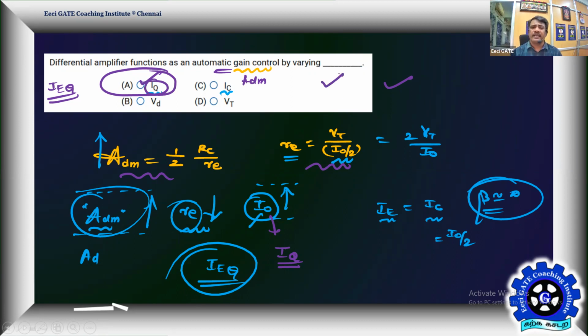So for a GATE aspirant or IES aspirant, or the one who prepared the subject to that level, this hardly takes around a minute. That's a maximum. So 60 seconds is the maximum if you recollect the basics of ADM and the small RE model of the BJTs. Yes, that's a good problem. It has taken relatively more time.